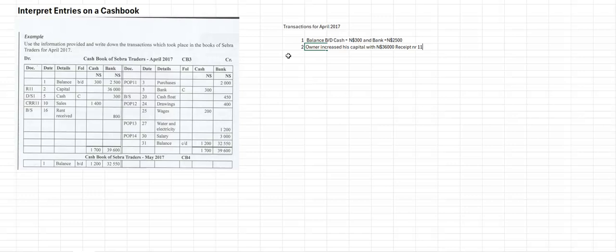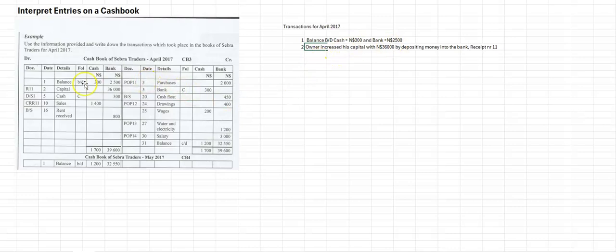Okay, so that's it. Also we need to remember, where did he increase his capital? Did he increase his capital in cash or at the bank? At the bank, isn't it? So you can say the owner increased his capital with 36,000 with EFT or by depositing money into the bank. And then the receipt number 11.